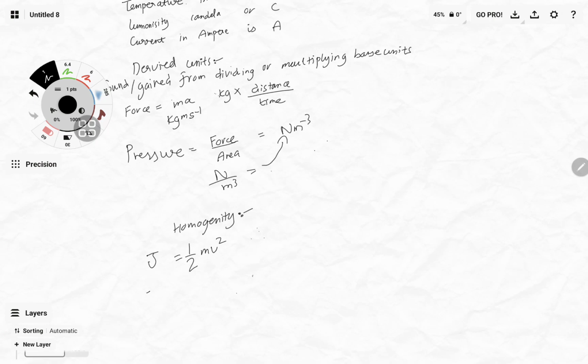So joule would be, let's try to work this up. One half kg m^2 s^-2 is equal to... I'm kind of stuck here, sorry. So yeah, basically this will equal this as well.